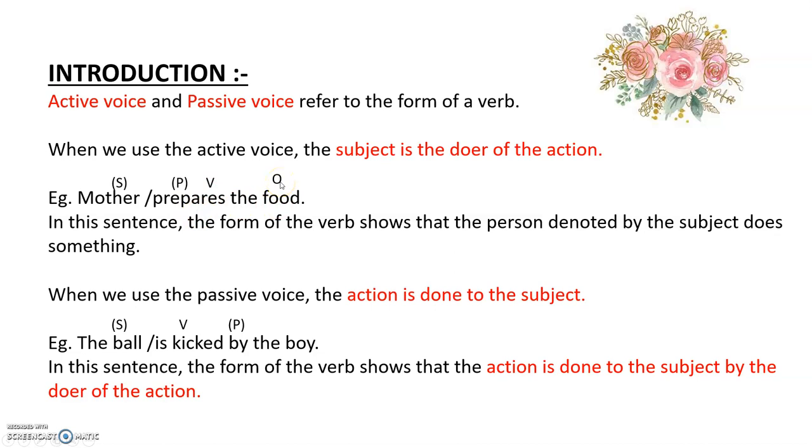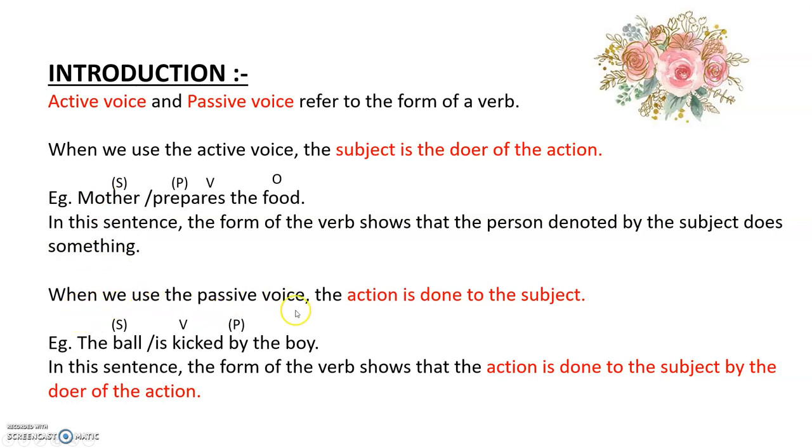Food, object. Now, check out who is doing the action. Mother is doing the action and mother is in the subject. So when we use the active voice, the subject is doer of the action. So your mother is doing the action. So therefore, which voice will it be? Active voice. So in this sentence, the form of verb shows that the person denoted by the subject does something. That is the mother.